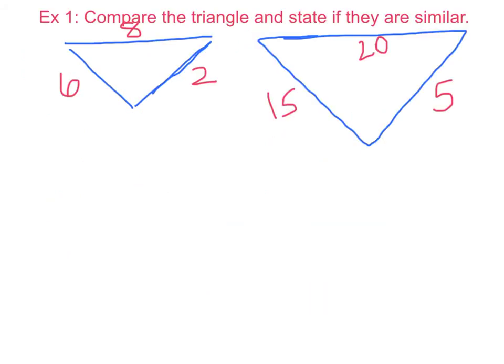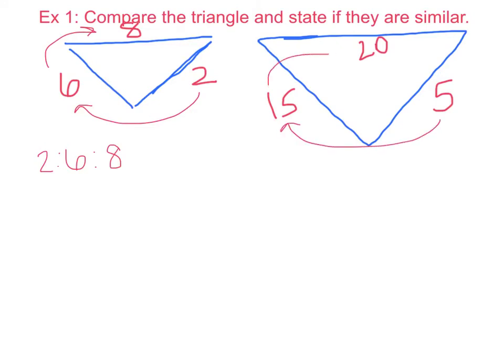So let's try one together. Typically, you're going to write the smallest number first. So we're going to write 2 to 6 and then 6 to 8. So 2 to 6 to 8. And then we're going to look over here, and we're going to go 5 to 15 and 15 to 20. So 5 to 15 to 20.